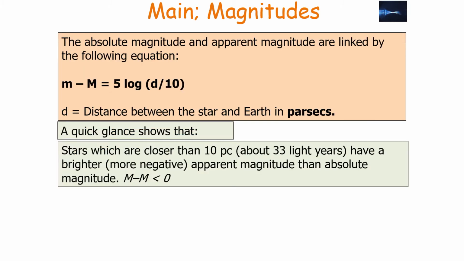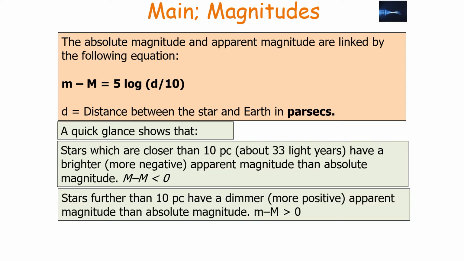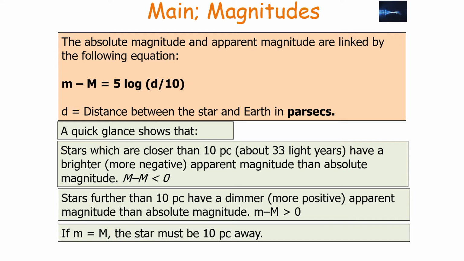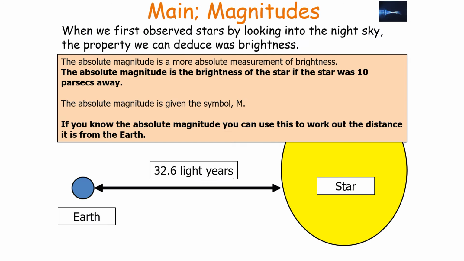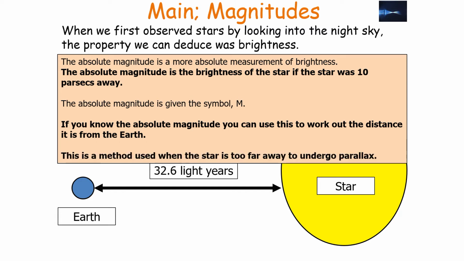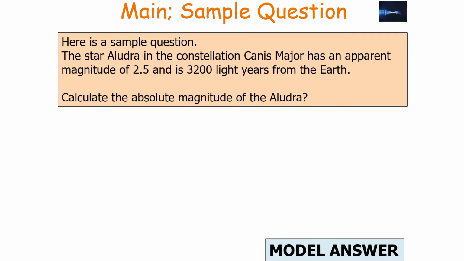Now it's important to note that stars which are closer than 10 parsecs have a brighter or more negative apparent magnitude than absolute. Stars that are further than 10 parsecs have a dimmer or more positive apparent magnitude than absolute, and if m equals M, the star must be 10 parsecs away. So we can see this relationship between the values in the following set of information. Now, it's also important to know that if you know the absolute magnitude, you can use this to work out the distance it is from Earth, which is a method used when a star is too far away to undergo parallax.